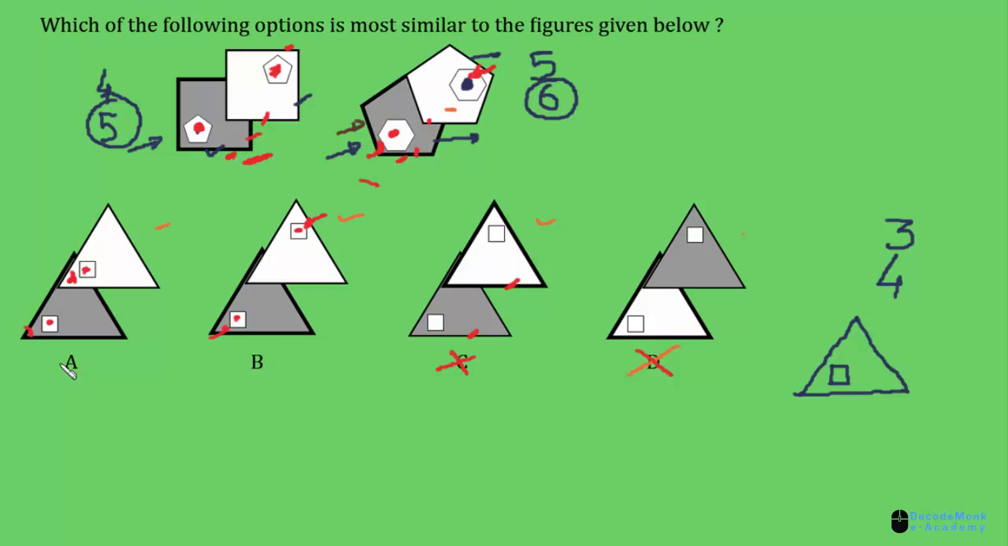So it seems that this option A is not the right option, whereas this option B is the right option, which follows all the rules followed by these two figures. So we can definitely say that B is the right answer.